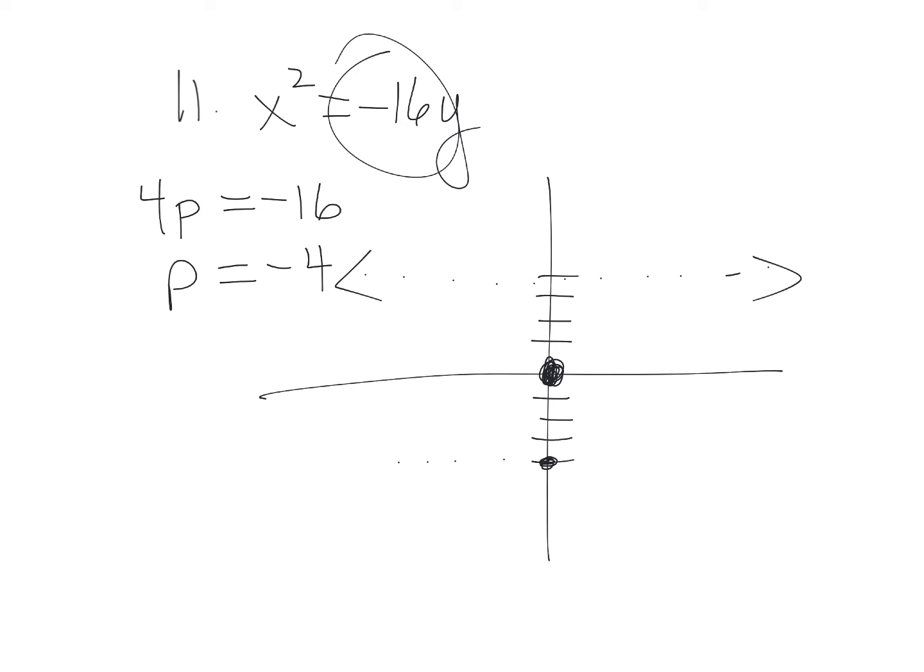1, 2, 3, 4, 5, 6, 7, 8. Now, obviously, I'm not 100% graphing this accurately, just kind of eyeballing it. But the LR is a segment that is parallel to the directrix. This line is parallel to the directrix, goes through the focus, and the endpoints are on the parabola.